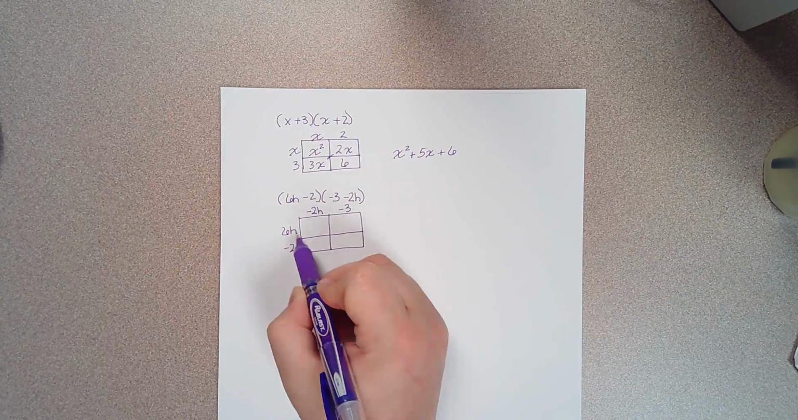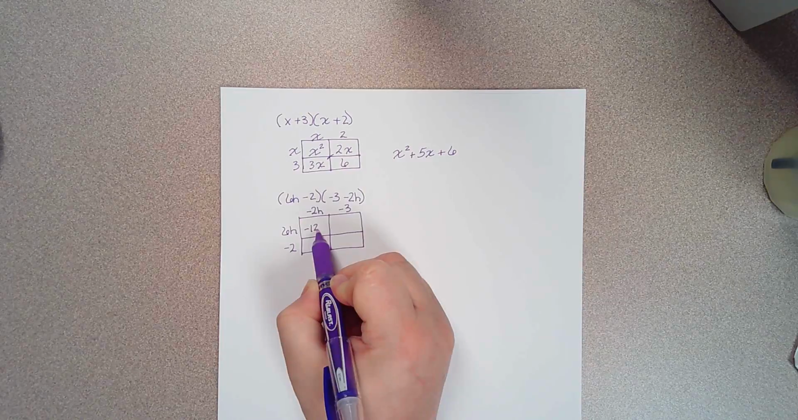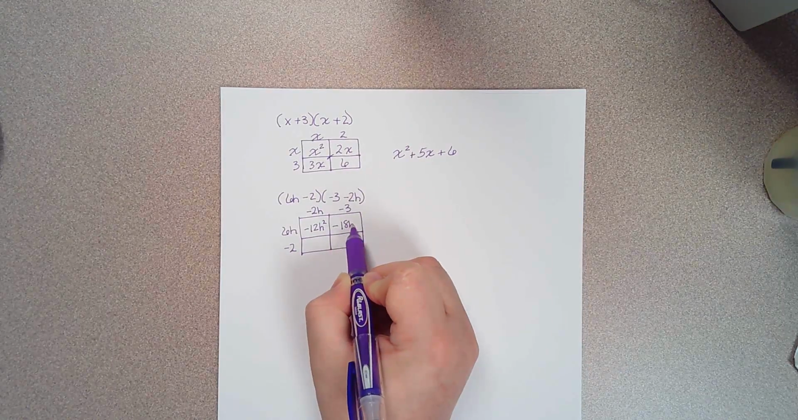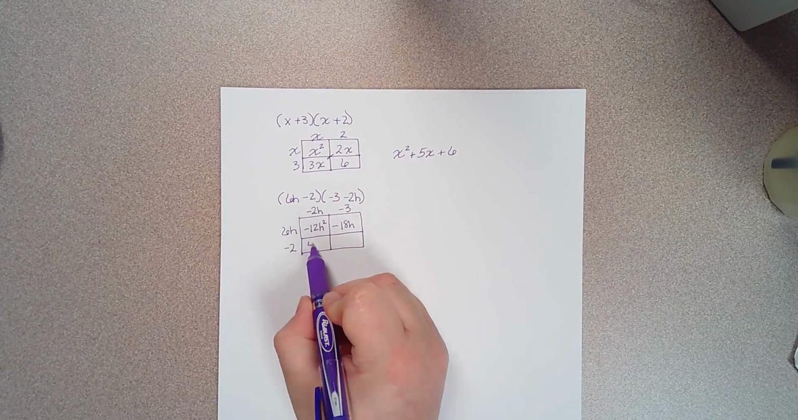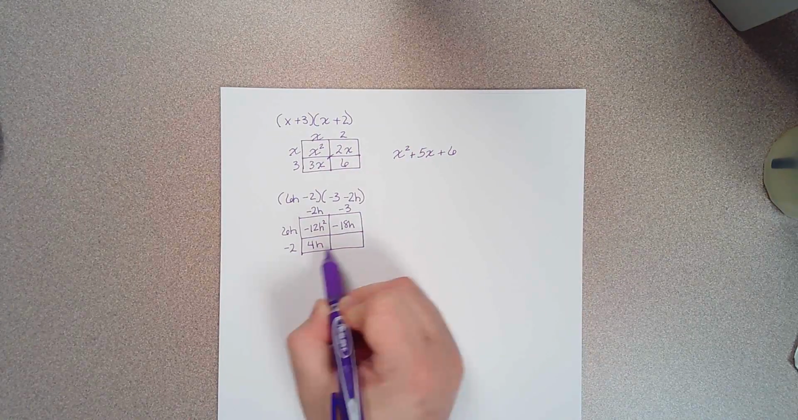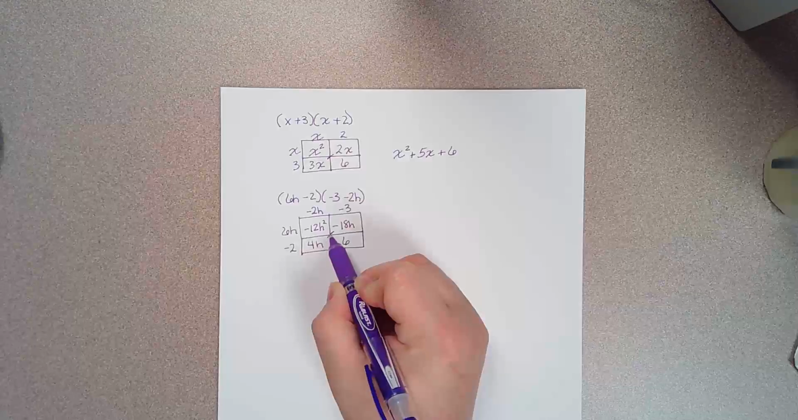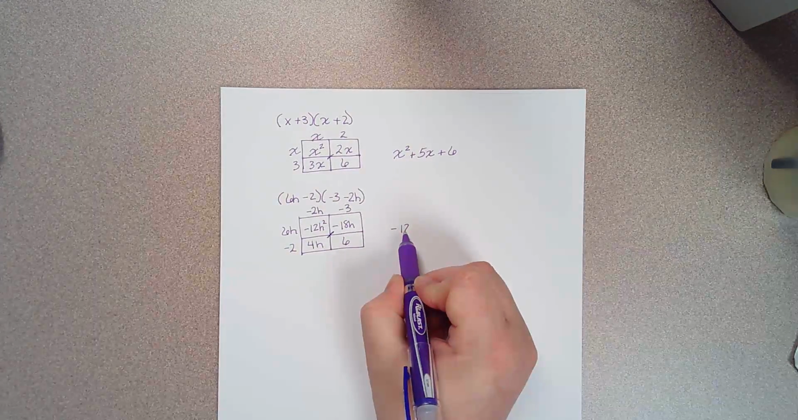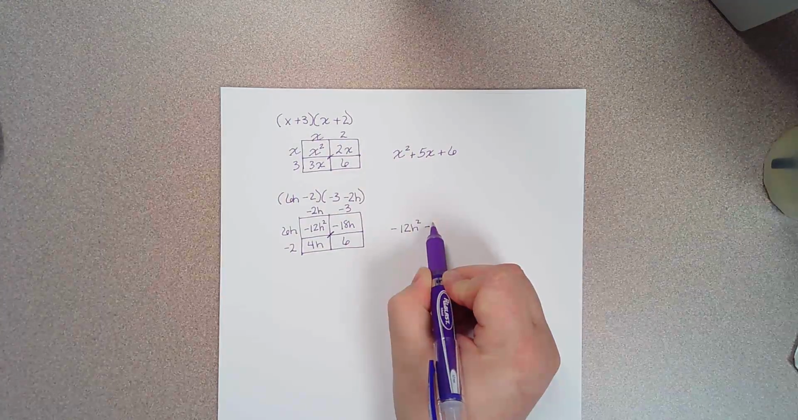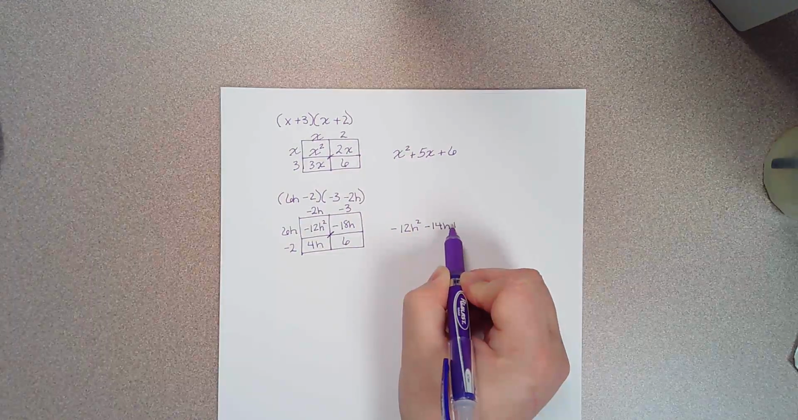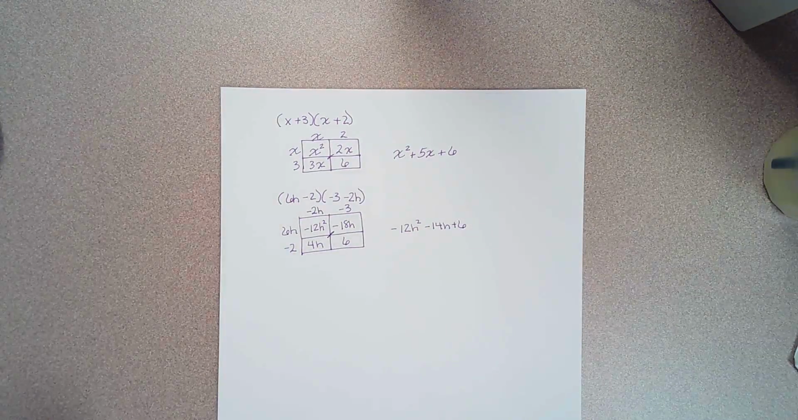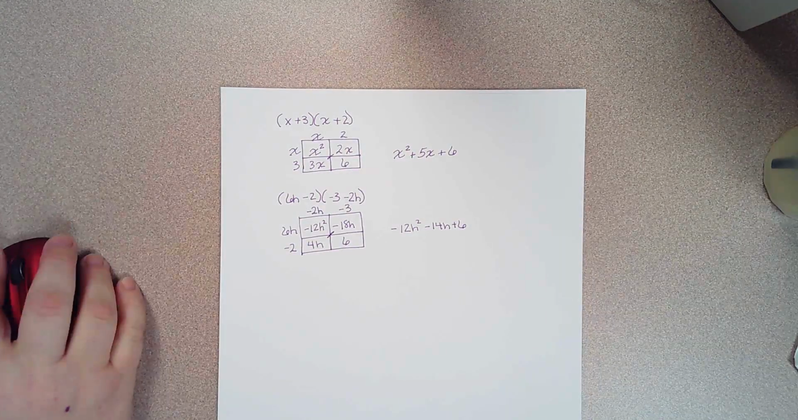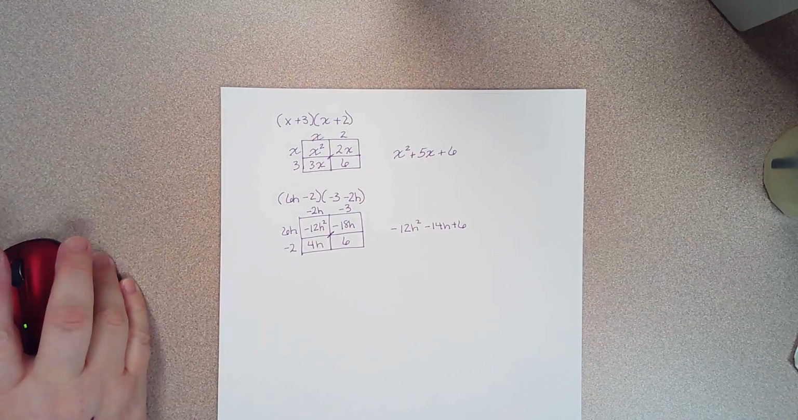Multiplying it in gives me negative 12h squared, negative 18h, positive 4h, and positive 6. Remember, we add the diagonals, and it gives me negative 12h squared minus 14h plus 6. And this is the end of the third method, which is called the rectangle method. If you have more questions, go to our textbook and look at 7.2. Thank you.